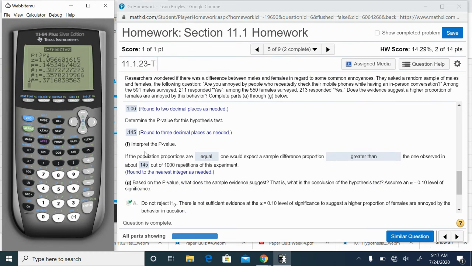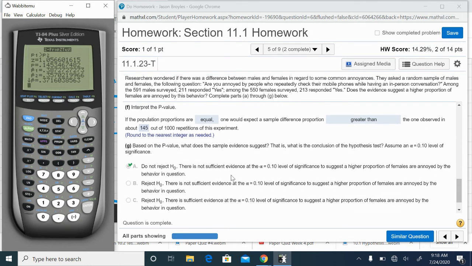Okay, interpret this p-value. If the population proportions are equal, so if the null hypothesis were true, then we would expect a sample difference in proportions greater than the one that we observed in about 145 out of 1,000 repetitions. Again, if I multiply this p-value by 1,000, that would turn it into 145. I would expect that to happen about 145 out of 1,000 times. That's a tricky part too.